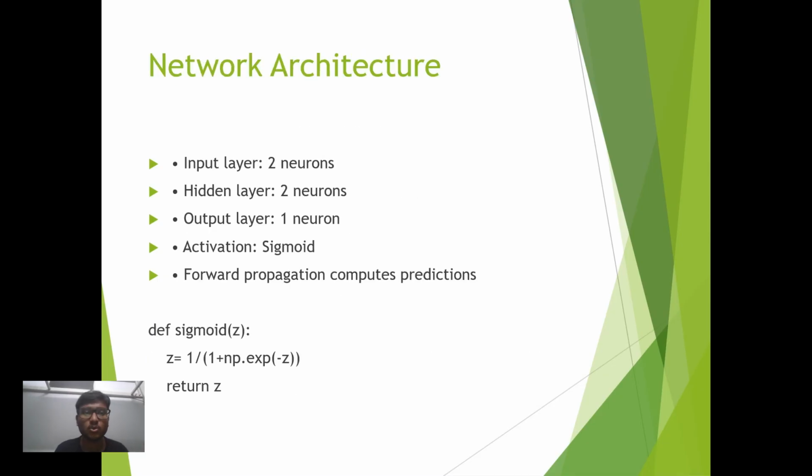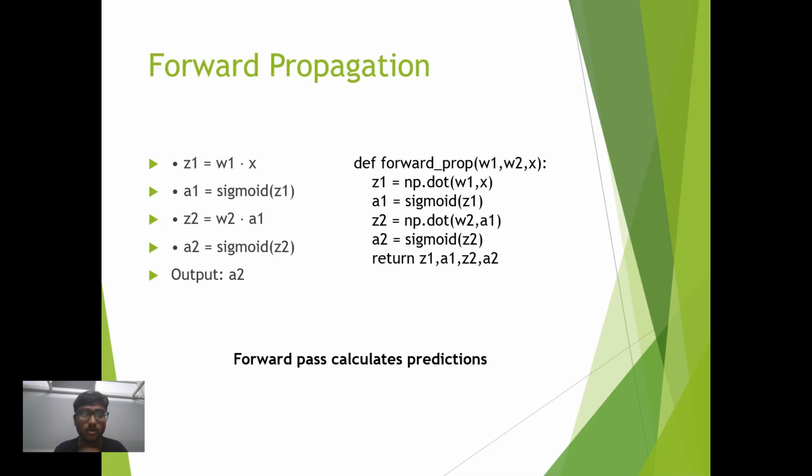We have two neurons in the input layer, two neurons in the hidden layer, and one neuron in the output layer. And the activation function we use is sigmoid. Forward propagation computes prediction. So this is our sigmoid function we define in the code.